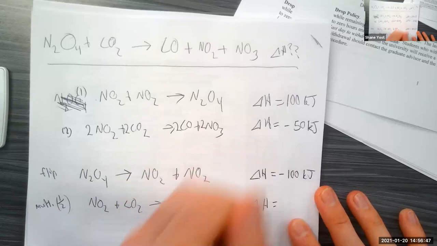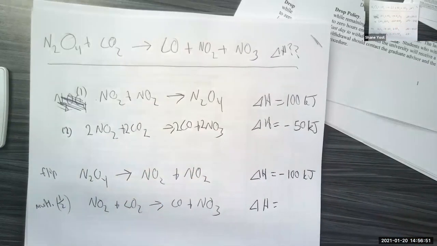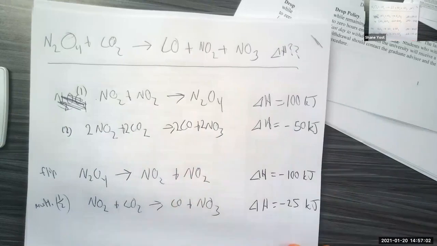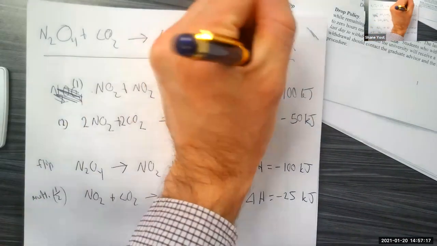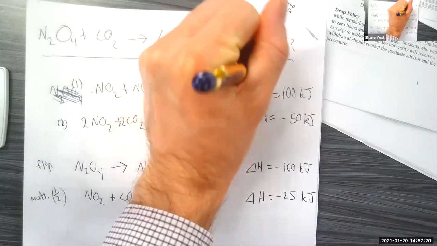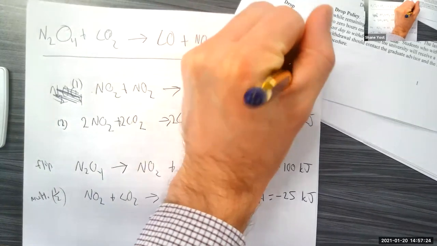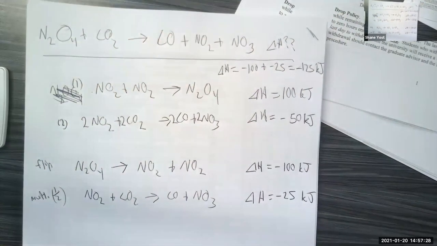And what will the enthalpy change be for that reaction if I have to multiply the stoichiometric coefficients by 1/2? Yes, it will be minus 25. It doesn't change the sign, but I need to multiply my enthalpy by the same number as I multiply my stoichiometric coefficients. So I multiply 50 by 1/2, which gives me minus 25. So for my overall chemical reaction up here, delta H is just equal to minus 100 plus negative 25, so minus 125 kilojoules. Okay. Any questions about that example here?